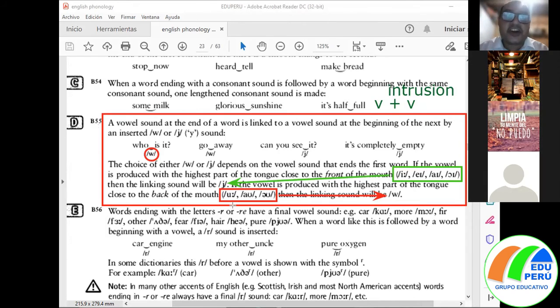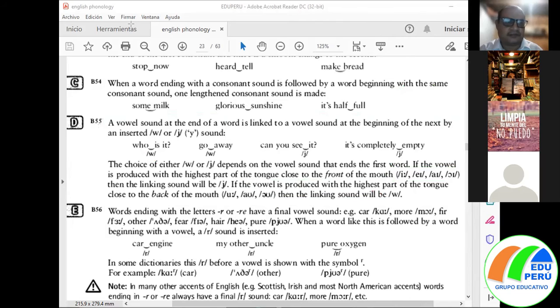Now, remember, this is intrusion. But there is a third case of intrusion. But teacher, what is not here together with the sounds wa and ya? Why is it separated? Because there is a reason: the accent. In British English, remember that they don't pronounce the final r, all right?